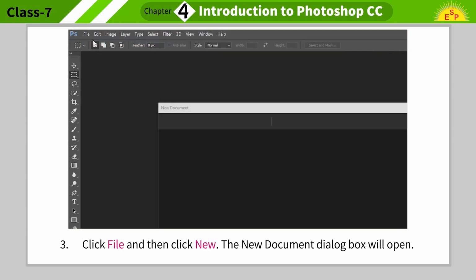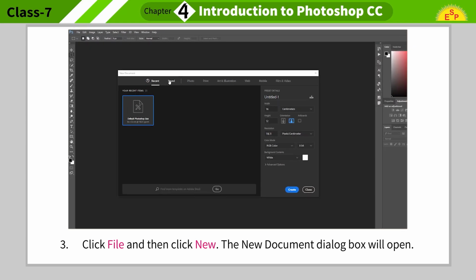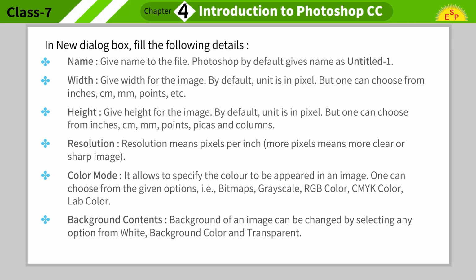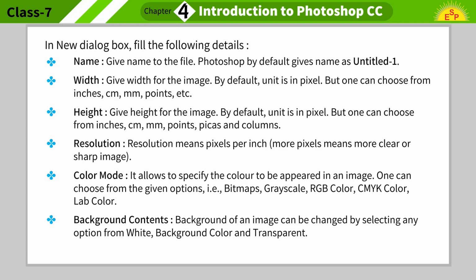The New Document dialog box will open. In the New dialog box, fill in the following details: Name, give a name to the file. Photoshop by default gives the name Untitled 1. Width, give the width for the image. By default, the unit is pixel, but one can choose from inches, cm, mm, points, etc. Height, give the height for the image.